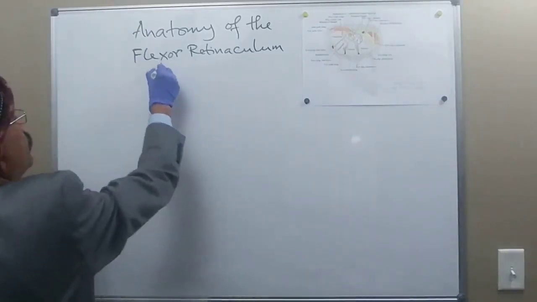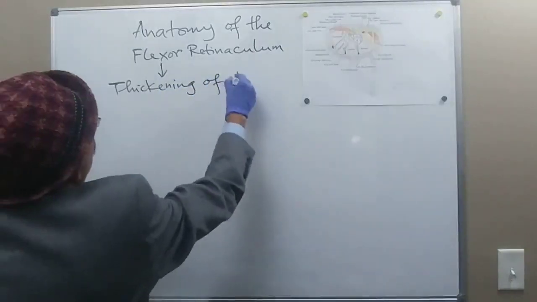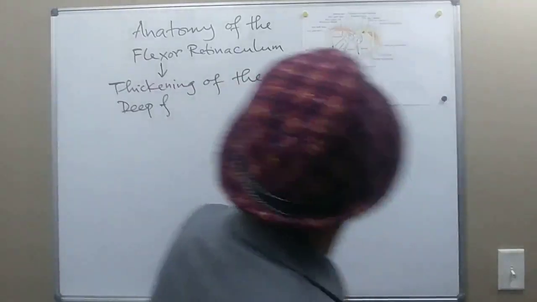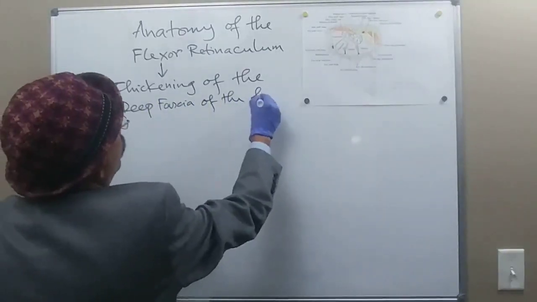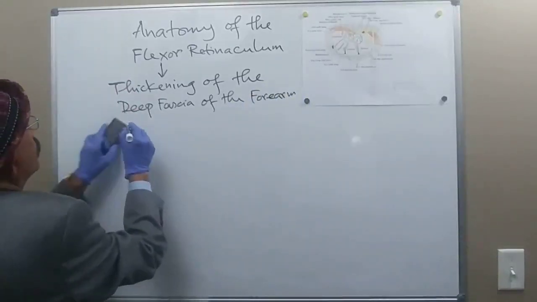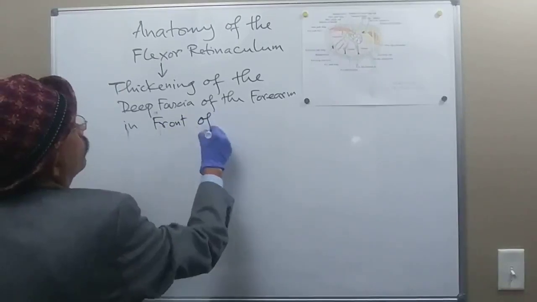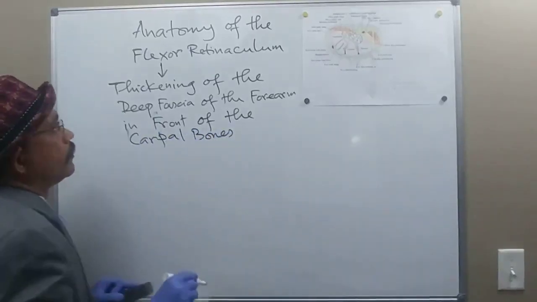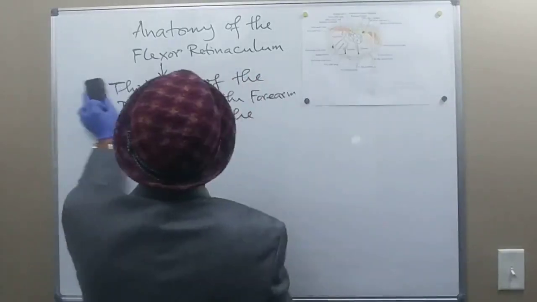The flexor retinaculum is the thickening of the deep fascia of the forearm in front of the carpal bones. So this is the thickening of the deep fascia or antebrachial fascia in front of the carpal bones. What are the carpal bones?